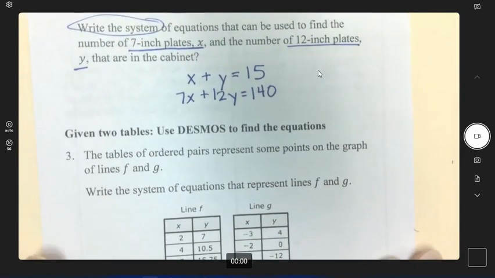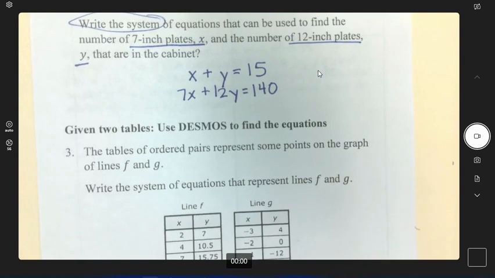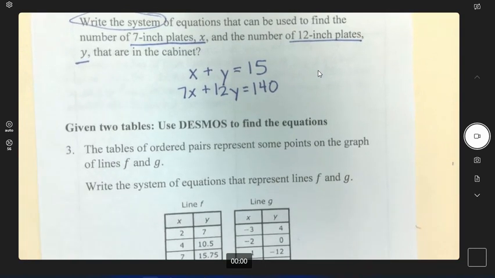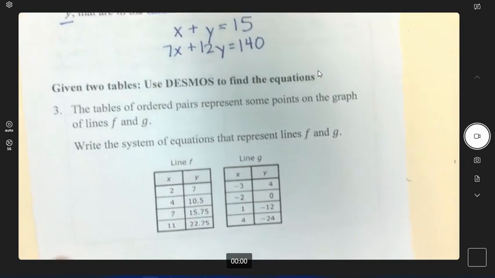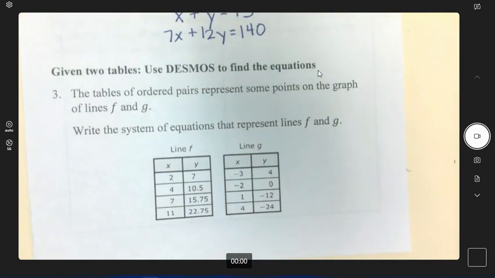All right, the last example. Given two tables, use Desmos to find the equations. So number 3, the tables of ordered pairs represent some points on the graph of lines F and G. Write the system of equations to represent lines F and G. Okay, so think back to all the Desmos things we've done. How do you go from a table of values to an equation? Go ahead and do that.